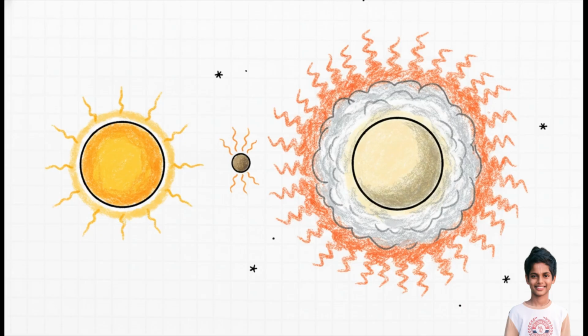Because Venus is completely wrapped in a super thick atmosphere of carbon dioxide that traps all that heat like a heavy blanket. Never, ever forget that exception.